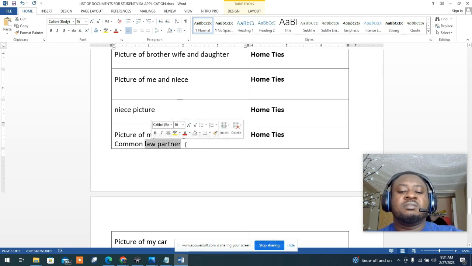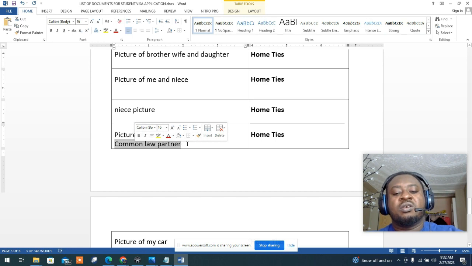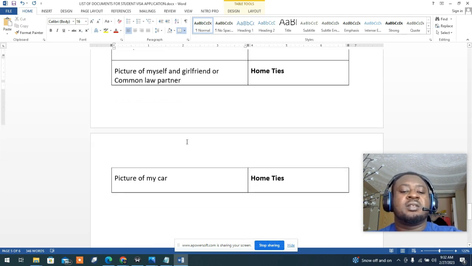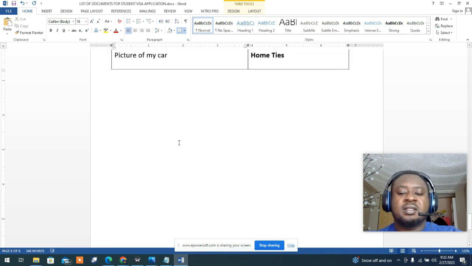So you can show some documentation towards that, maybe if you operate the same bank account, or you do business together, or your house address shows that both of you are staying in the same location. Then if you have a car, any of your documents, you can include that, and that's that.